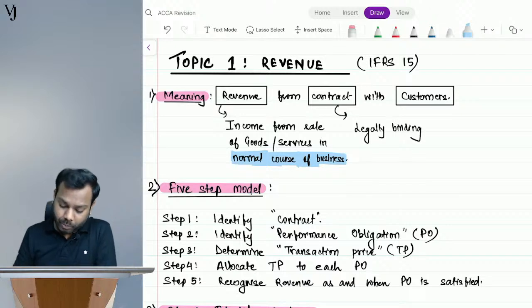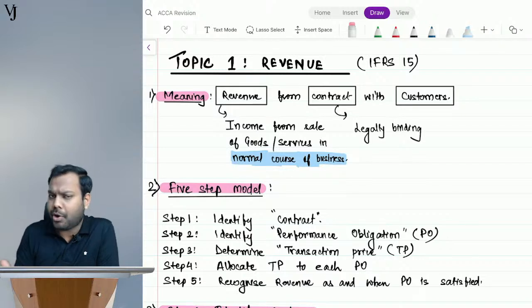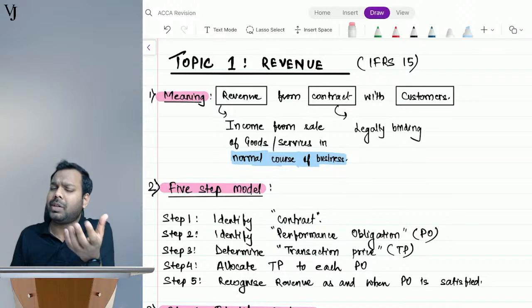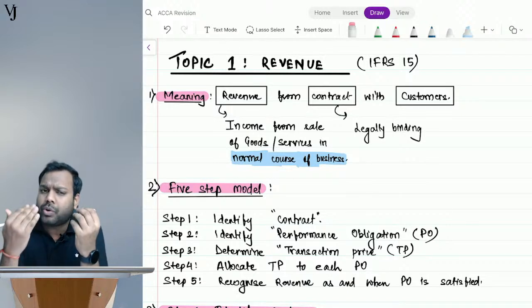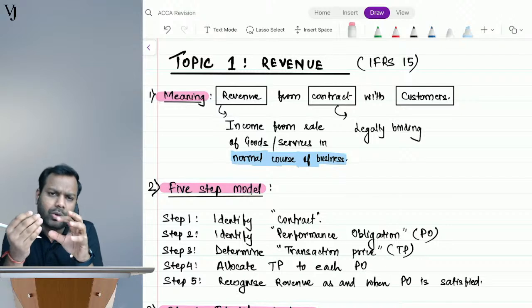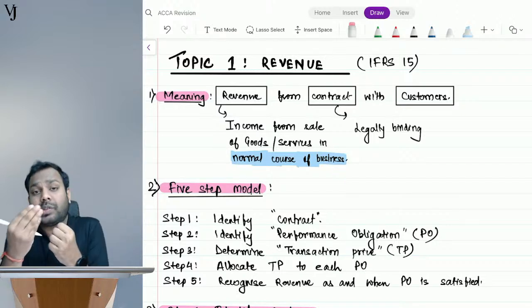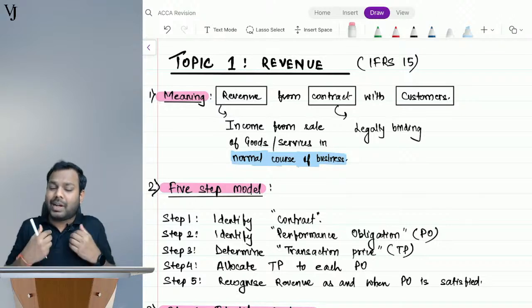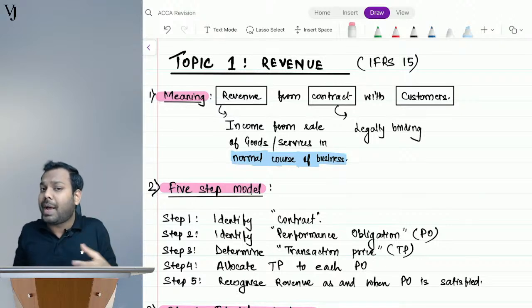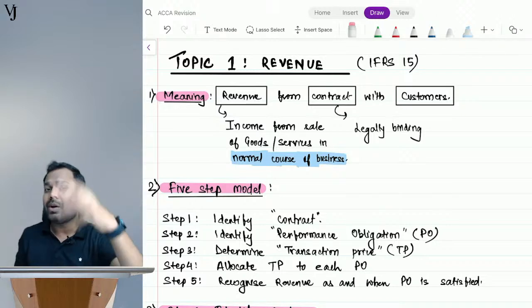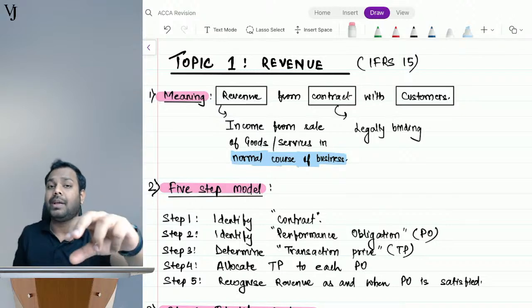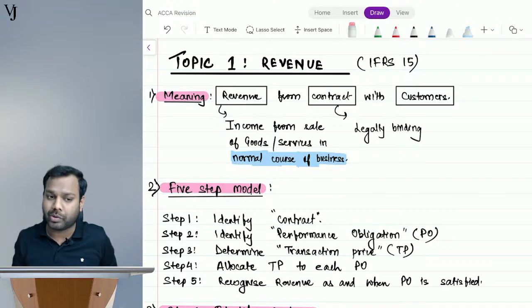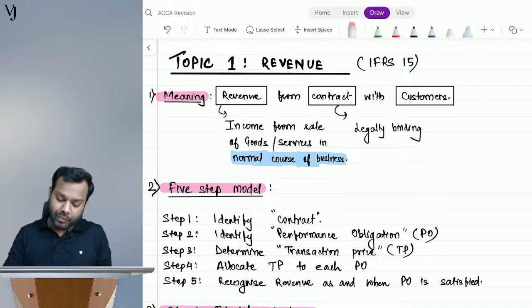Now, what is the meaning of contract? A legally binding agreement or a document. What is the meaning of customers? Customer is someone who enters into a contract with the entity to purchase goods or services which are sold by the entity. Again, link this with revenue. Customers give us revenue. Customers will buy goods or services which are sold by the entity in the normal course of business or activities. So this is the meaning of the name.